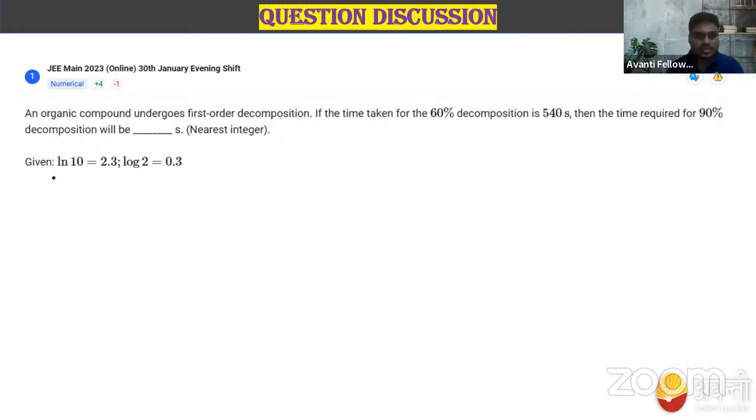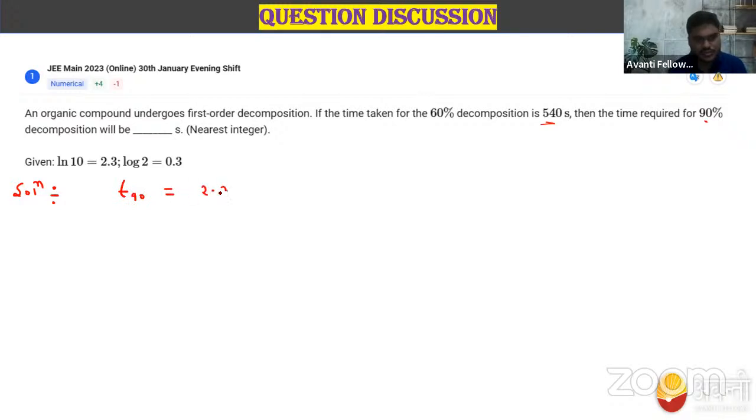90% decomposition. So one thing: from this chapter, most of the questions are integer type, meaning numerical based questions come, right? So you have to practice very well so that you are able to solve numericals related to this chapter, right? So an organic compound undergoes first order decomposition, and if the time taken for 60% decomposition is given, then you want to calculate the time required for 90% decomposition.